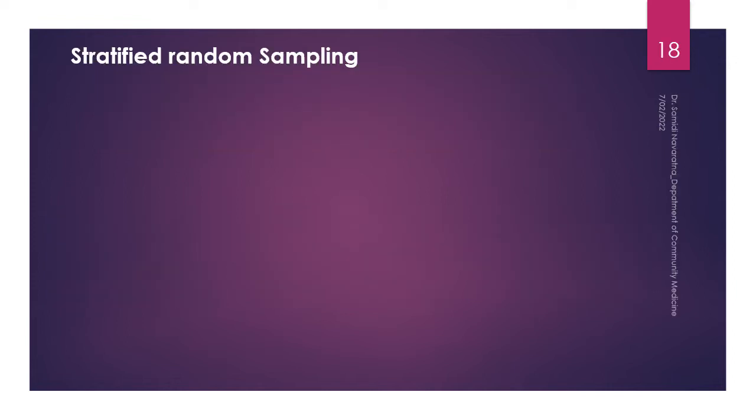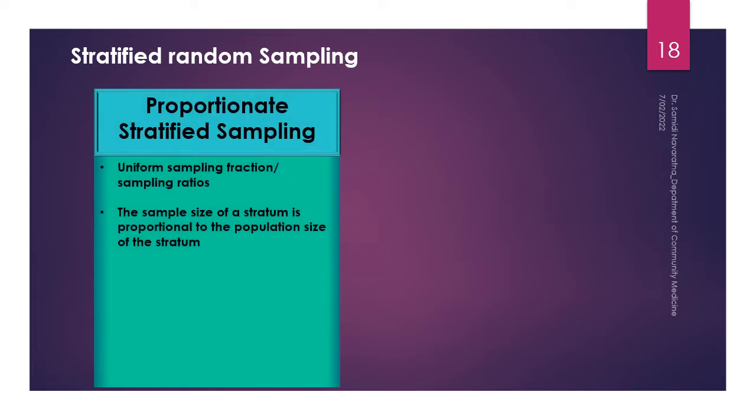Actually, when you say you are going to take samples from subgroups or strata in stratified random sampling, it can be done in 2 different ways. You can take proportionate samples from all the subgroups you are interested in, or you can take different samples. In proportionate stratified sampling, a uniform sampling fraction or sampling ratio is used. Then the sample size of a stratum is proportional to the population size of the stratum.